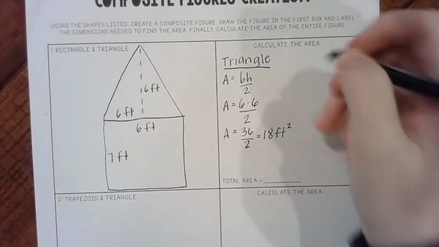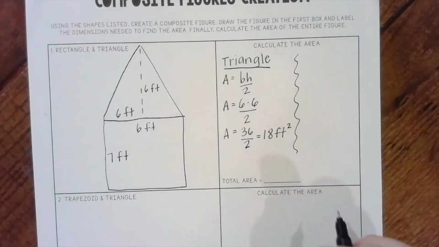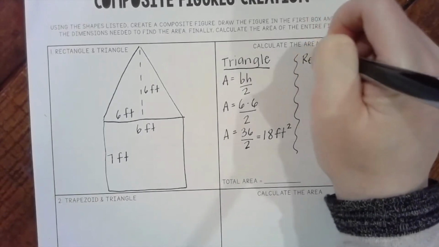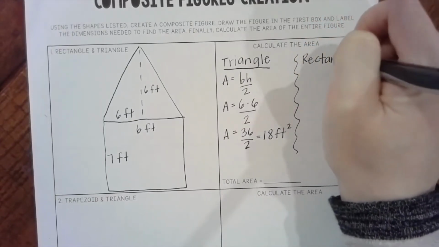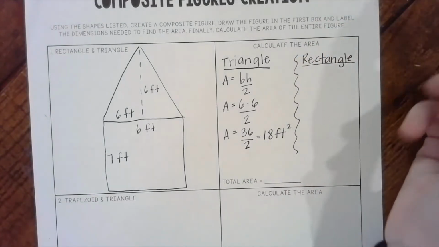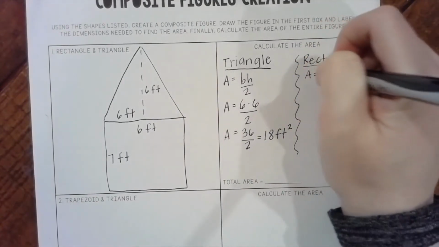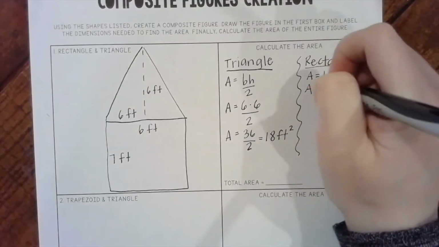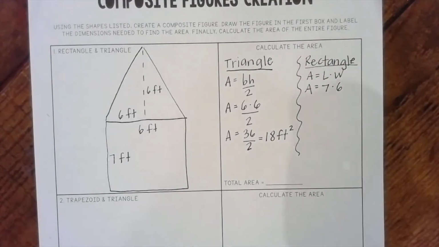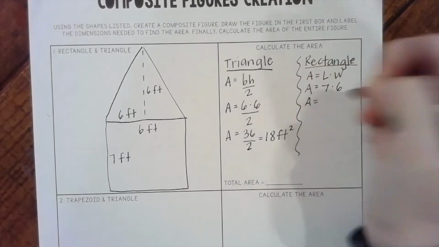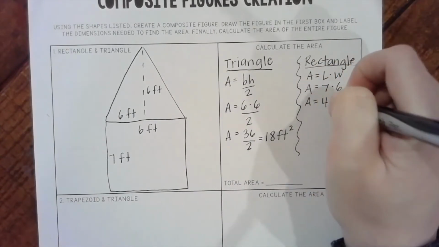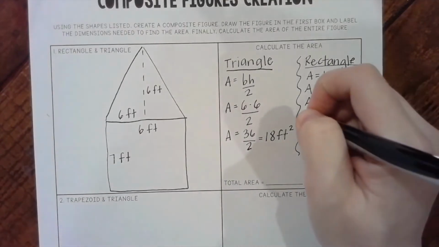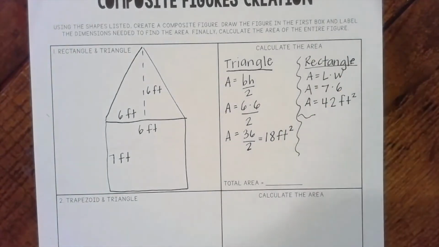Now I'm going to go ahead and calculate the area of the rectangle. So I'm going to divide my space so I keep my work separate. So for a rectangle, my formula is area equals length times width. So let's go ahead and write that down on the paper. So now I need to substitute in my values. So the length of my rectangle is 7 and the width is 6. You could reverse those and it won't change your area. So area equals 7 times 6 is 42. 42 feet squared.